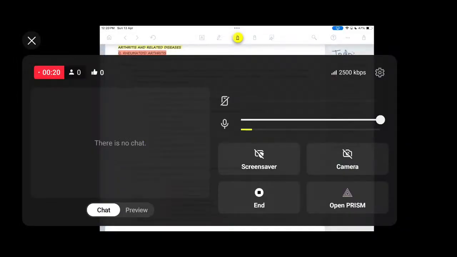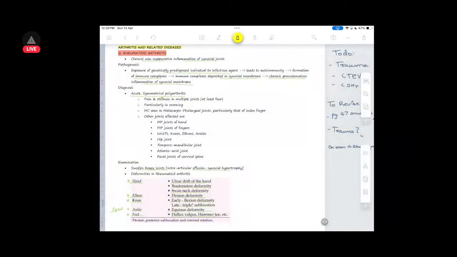Okay, so rheumatoid arthritis we have to do. Rheumatoid arthritis is a chronic non-suppurative inflammation of the synovial joints. It is caused by exposure of a genetically predisposed individual to an infectious agent. It leads to autoimmunity and formation of immune complexes. These immune complexes are deposited in the synovial membrane, leading to chronic granulomatous inflammation of the synovial membrane.